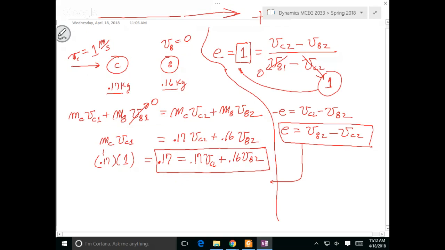I just noticed there's one more thing I could do to this equation, and that is divide it by 0.17. So on the left, I'd get VC2 plus 0.16 over 0.17 V8. I did that just so that I could clear out that 0.17 there, because I don't have a coefficient here and here. Did I do that right?